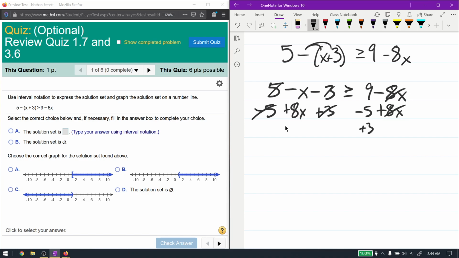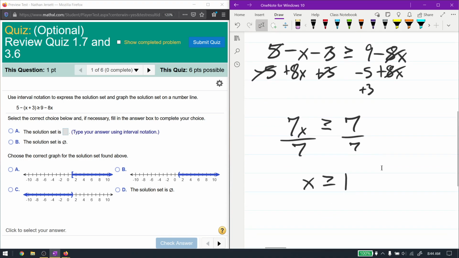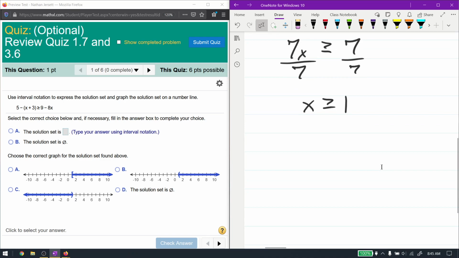Now we have negative x plus 8x is 7x, greater than or equal to 9 minus 5 is 4, and then plus 3 is 7. And divide by 7, we get x greater than or equal to 1. An important thing to note is that whenever you multiply or divide by a negative number, you need to flip the inequality. I didn't here, but just always keep that in mind when you're working with inequalities. Multiplication or division by a negative, I should say, needs to flip the inequality.